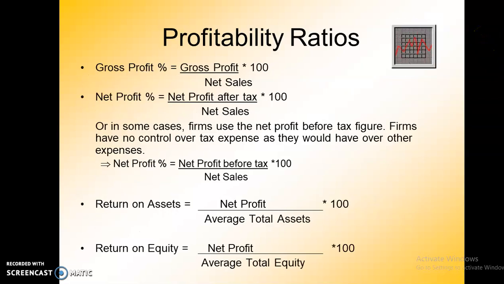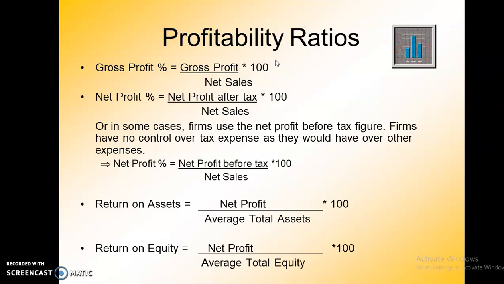Let's look into the different ratios that are used for evaluation purposes. The first one is known as the gross profit ratio. The formula is gross profit divided by net sales into 100. That's known as the gross profit ratio. So this ratio tells about how well the firm controls all manufacturing expenses, and how well the firm fixed the selling price for the products. So these are the two key things given by the gross profit ratio.